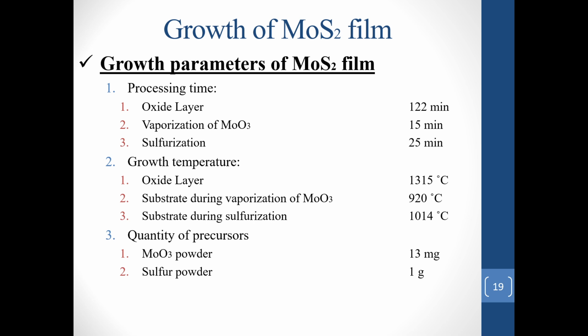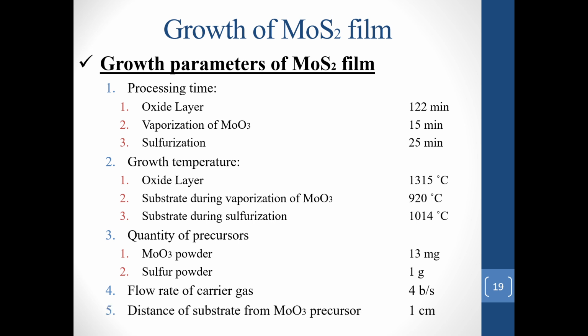For the quantity of precursor, we take the MoO3 powder in the boat, which is 13 milligrams. As sulfur powder, we take 1 gram. Okay, and for the flow rate of the carrier gas, we are using nitrogen gas, N2, and the gas pressure is 4 bar per second. Okay.